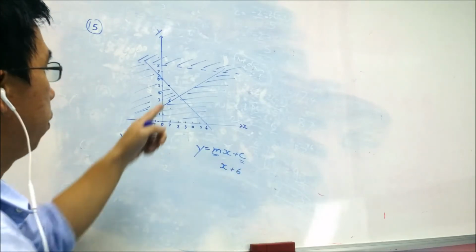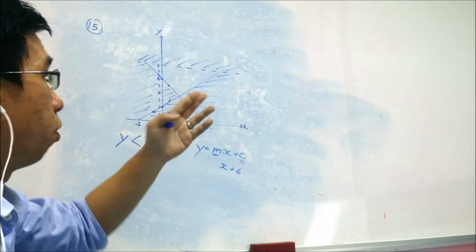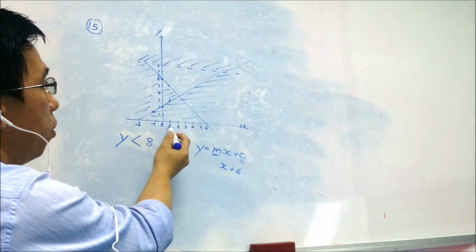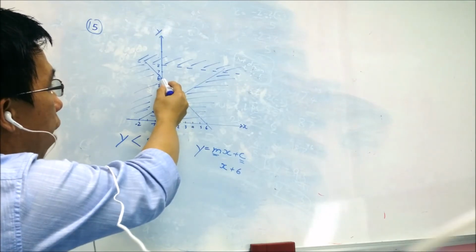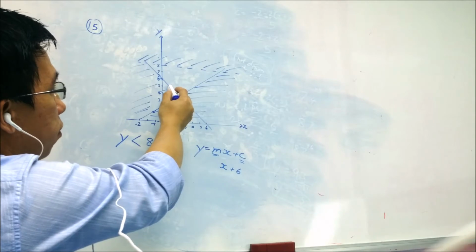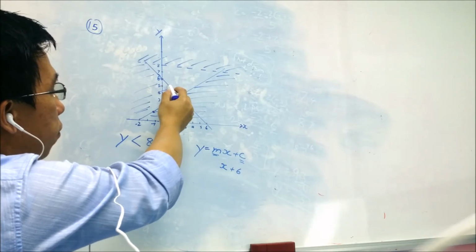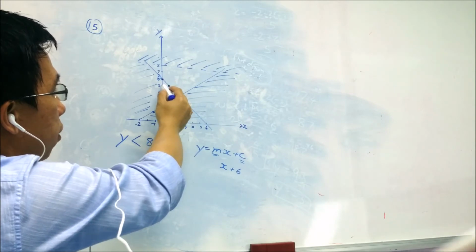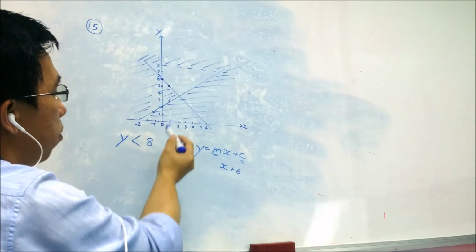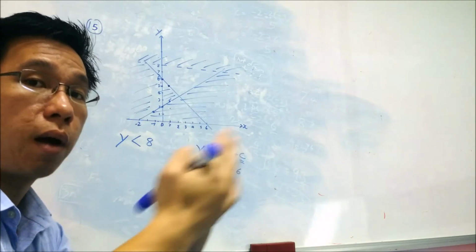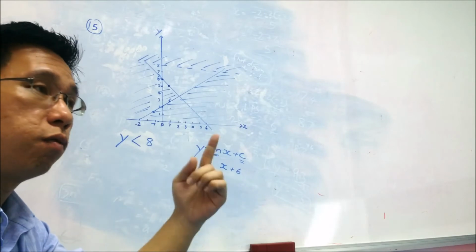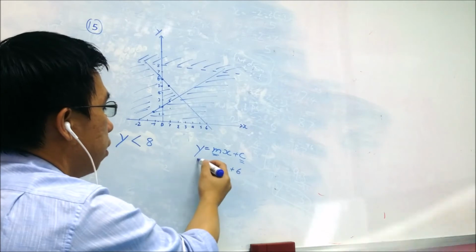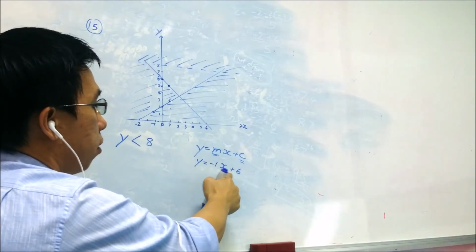The slope here, you can look at it with your bare eyes: when x increases by 1 unit, the value of y decreases from 6 to 5. From this point to this point, y decreases from 6 to 5. When x increases by 1, y decreases by 1, which means the slope is negative 1. So y equals negative x plus 6.